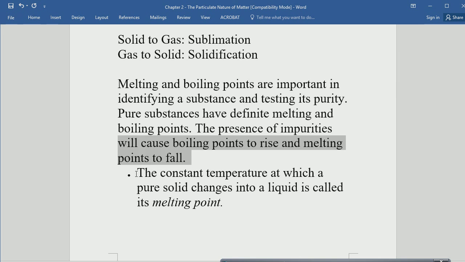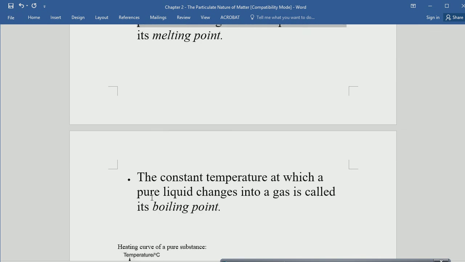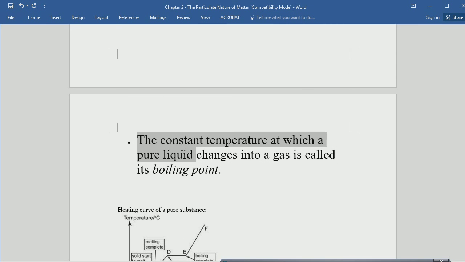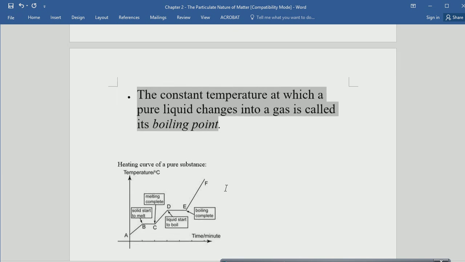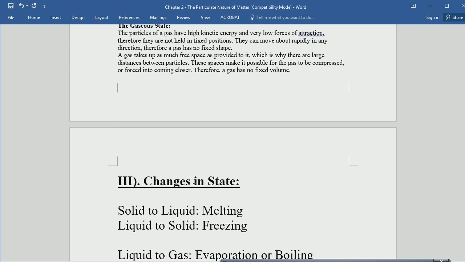The constant temperature at which a pure solid changes into a liquid is known as the melting point. The constant temperature at which a pure liquid changes into a gas is known as the boiling point. Okay, these are some changes in state.